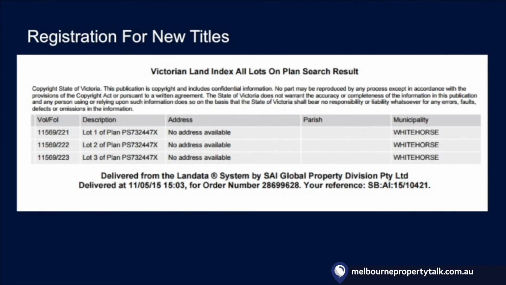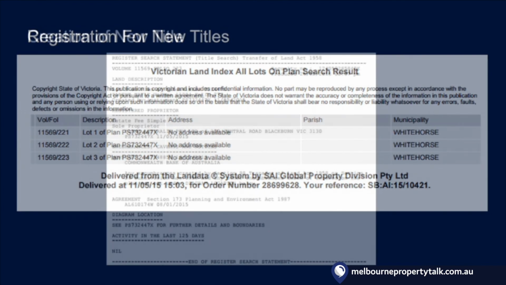The final step in the registration process can be done either by a solicitor, conveyancer or personally. A fee is paid and the Land Titles Office will allocate volume and folio numbers to the new lots. An example of the new title is shown on the following page.